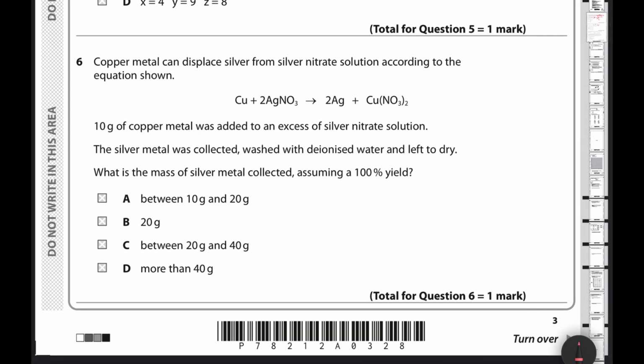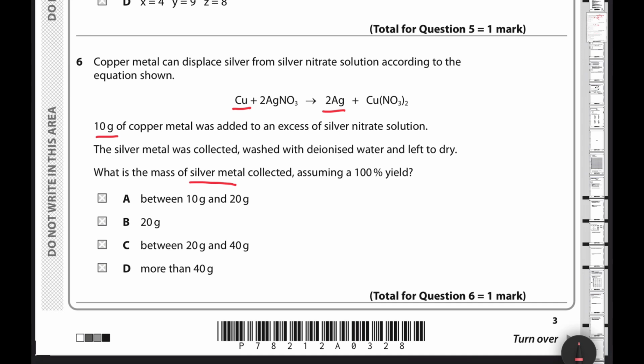Question 6, copper metal can displace silver, and the equation is given. 10 gram of copper metal was added in excess of silver nitrate. Silver metal was collected, washed. What is the mass of silver metal? So two things you have to compare, copper and silver.